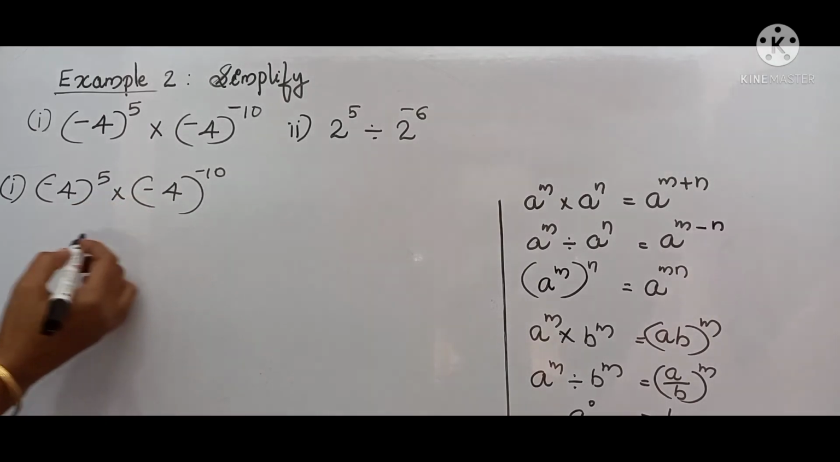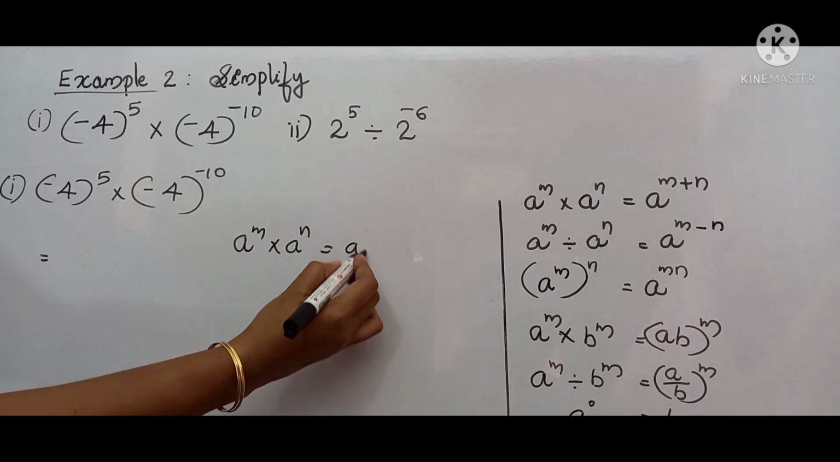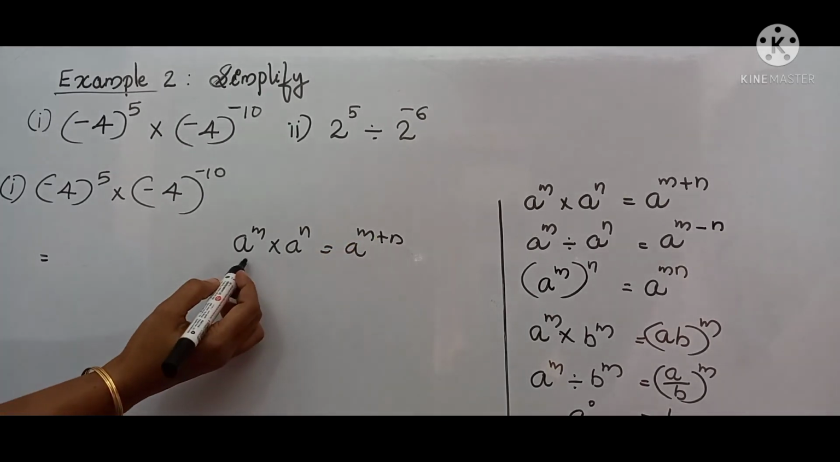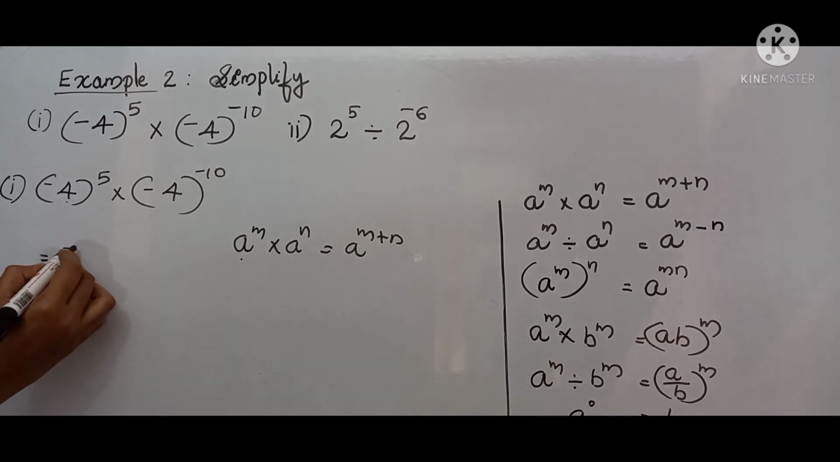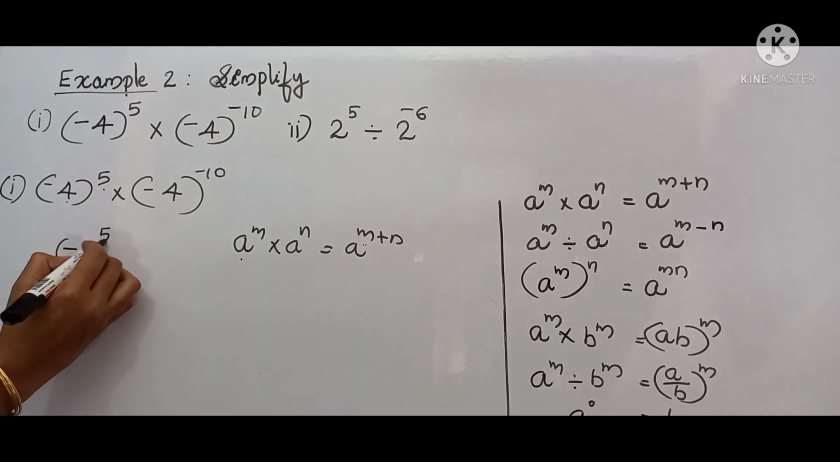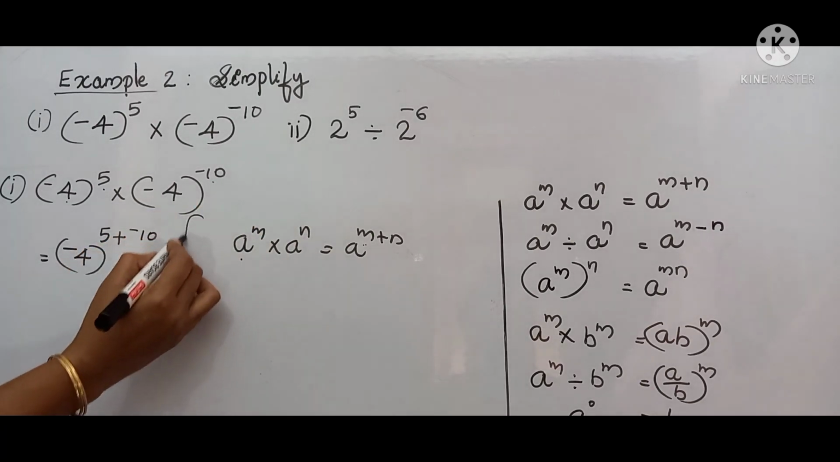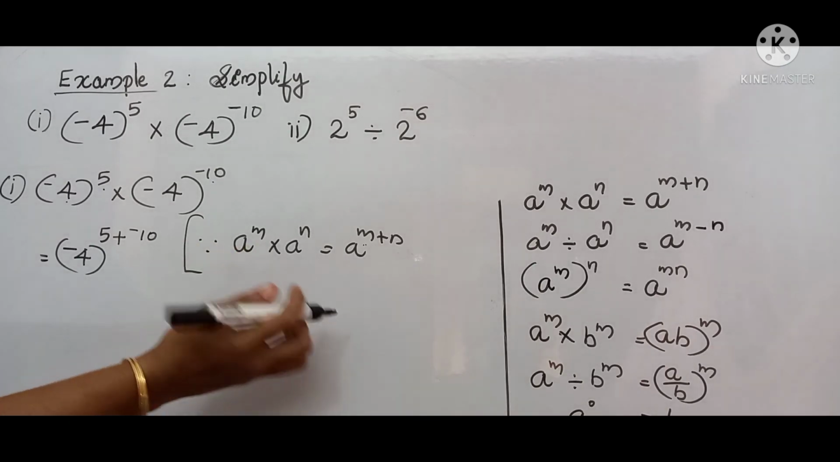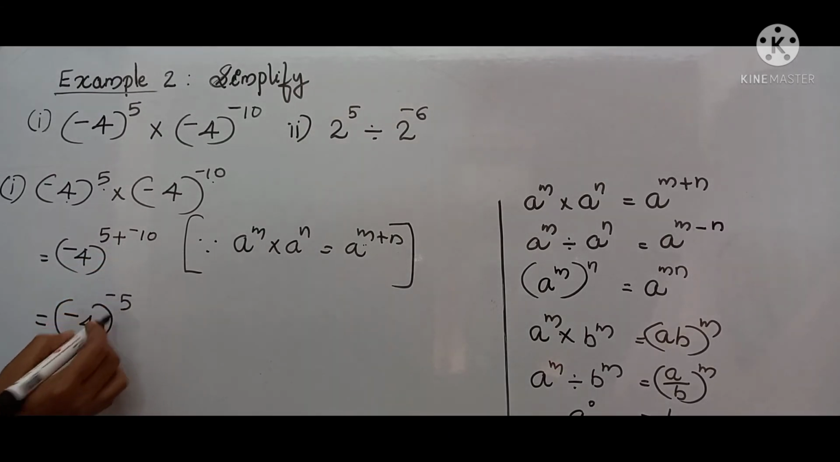In that case, which law are we applying? A raised to m into a raised to n is equal to a raised to m plus n. So instead of a, here the base is minus 4. So we are writing minus 4 raised to the power m plus n. Instead of m, here it is 5, plus instead of n, here it is minus 10. We are telling the reason, since a raised to m into a raised to n is equal to a raised to m plus n. That is equal to minus 4 raised to the power 5 plus minus 10, which is minus 5. So we are getting minus 4 raised to minus 5.